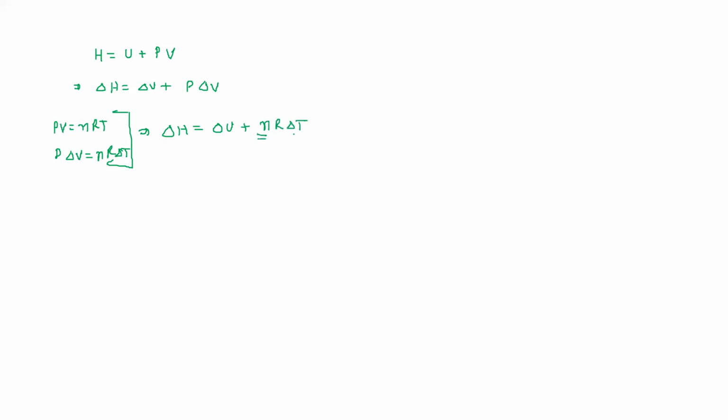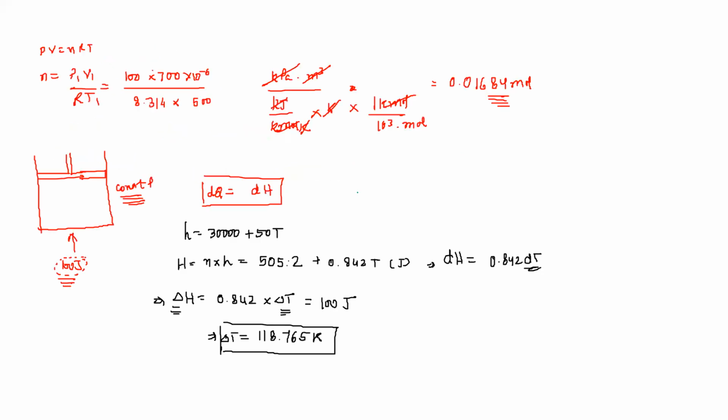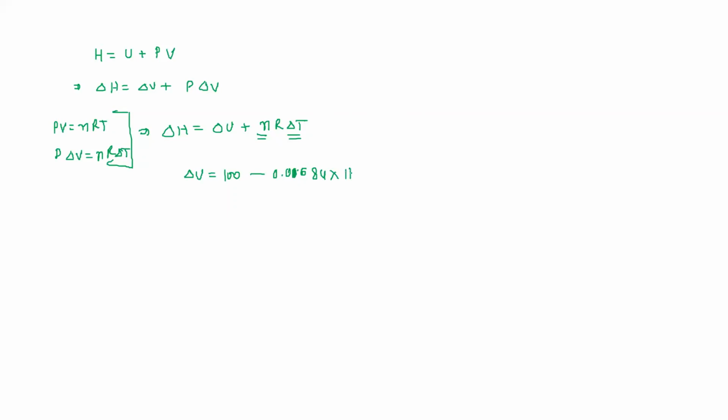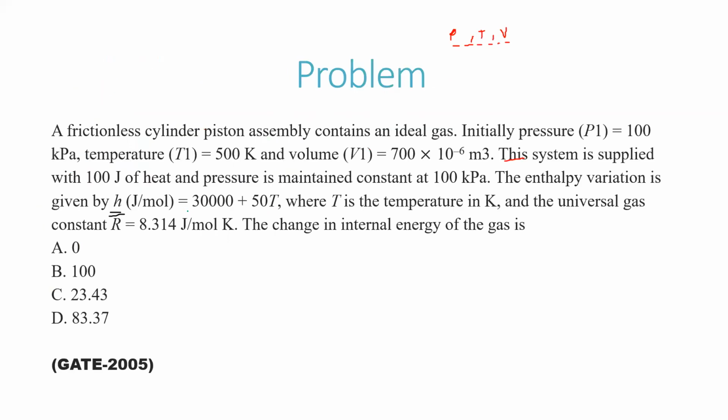All right, we have the number of moles, and we have calculated delta T. So we'll get delta U is equal to 100, that is delta H, minus n, that is 0.01684, into delta T, that was 118.765. Okay, so when we solve, we get this as 83.372 joules. That is the change in internal energy. So D part is the correct option.